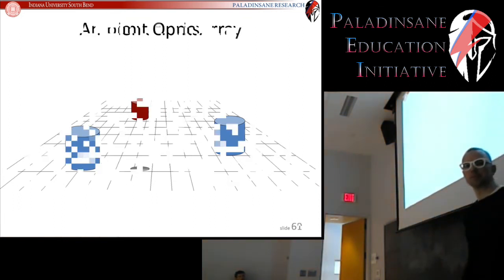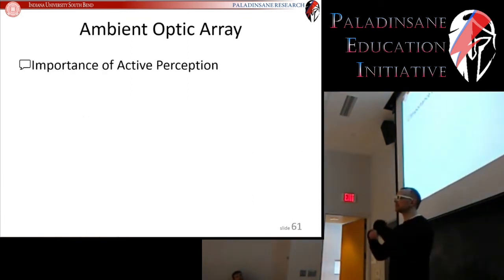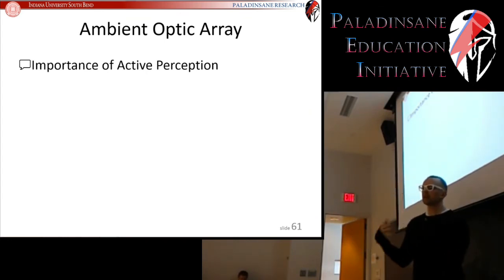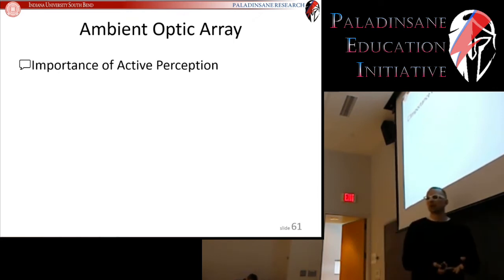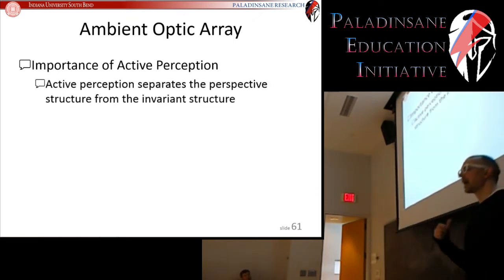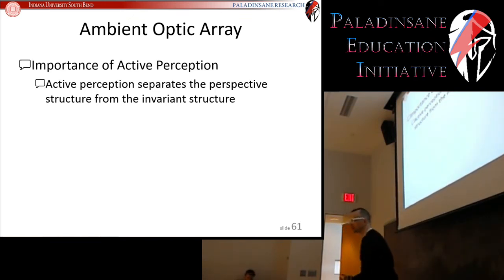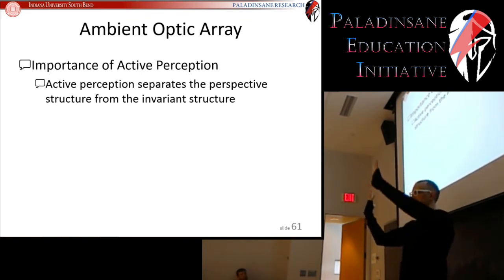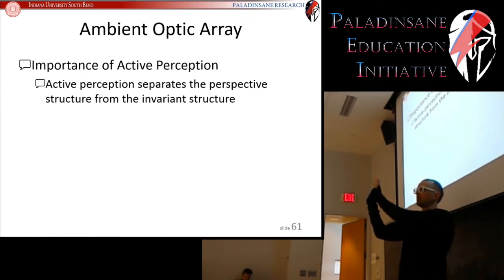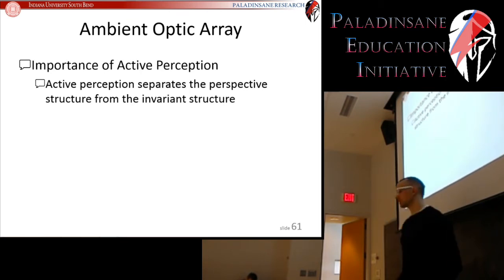All right, so that's one possible invariant. And we sort of saw the importance there of active perception, so let's make it explicit right now. One of the ways that you discover what's invariant is by actually moving through your environment. So when you move through your environment, when you're in a static position, if one of my hands here is the perspective structure of the ambient optic array, and this is the invariant structure, when you're static, those two are like right on top of each other. But as you move, it's like you separate them, and you can start to see what's invariant and what's the perspective structure.